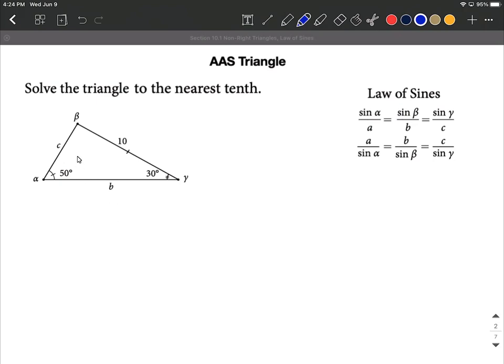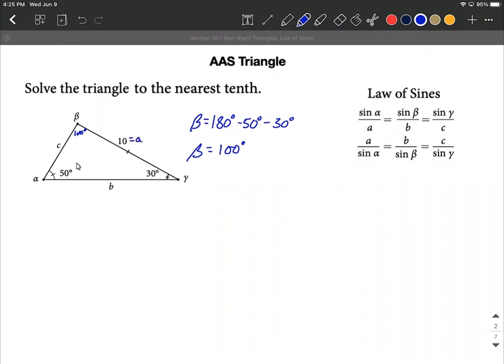The first thing that I may go ahead and find is beta. We know that all the angles in a triangle always add up to 180 degrees. So that calculation would be 180 degrees minus the two angles that we know, alpha and gamma. With that, we can tell that beta is going to be 100 degrees. I'll label things as we go, 100 degrees in this corner.